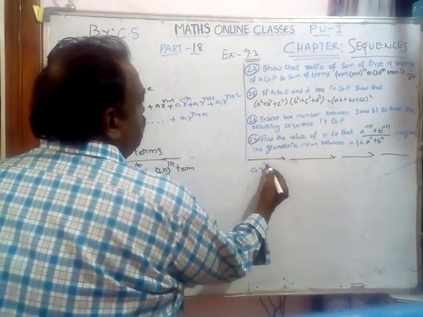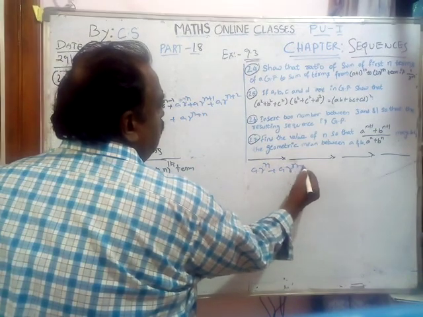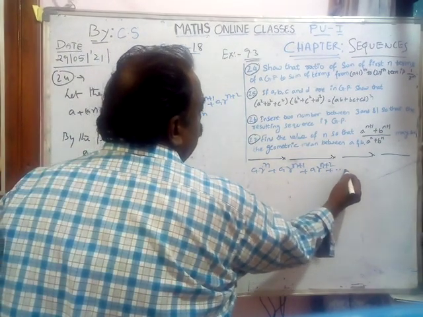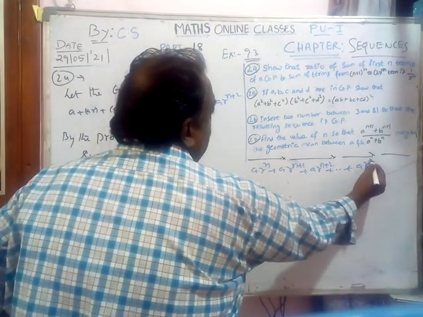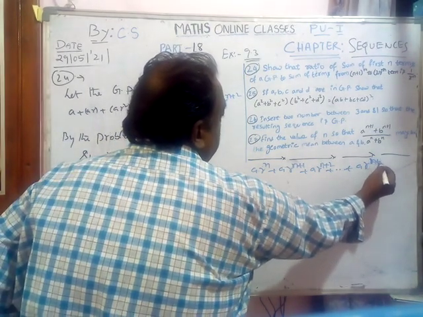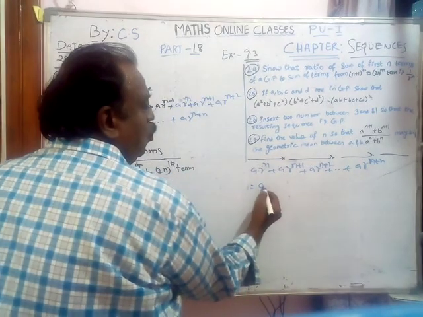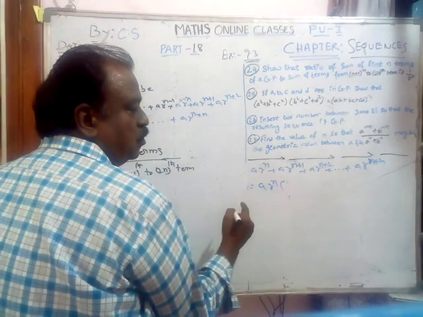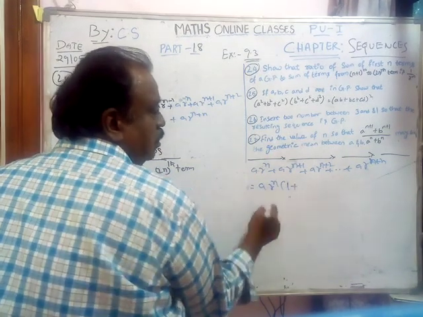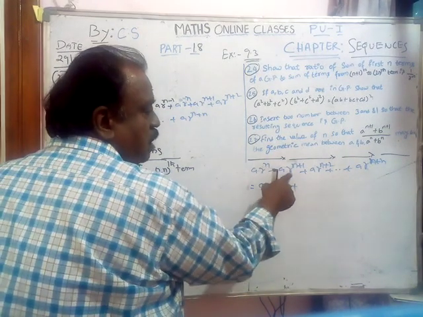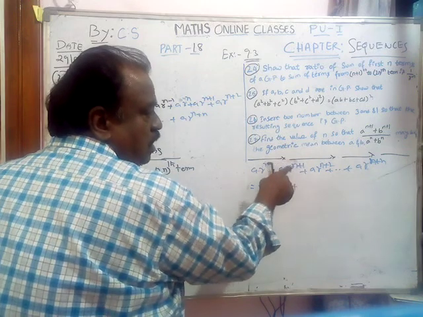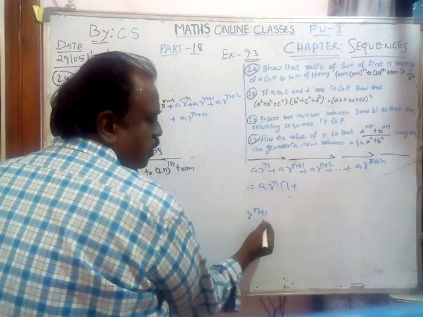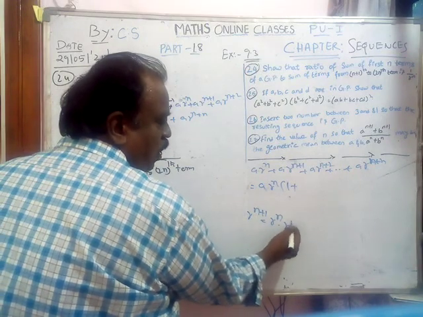That is a r power n plus a r power n plus 1 plus a r power n plus 2 and so on up to last a r power n plus n. We take common a r power n. Okay na? Here is 1. Here also a is common, r power n is common. One more r is there. r power n into r. r power n plus 1 is nothing but r power n into r power 1.